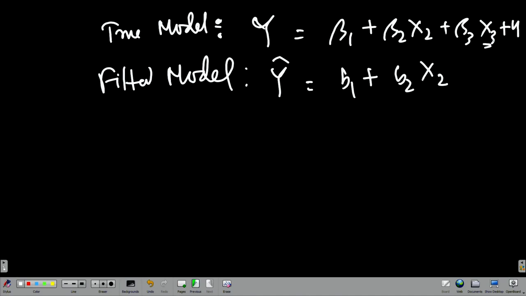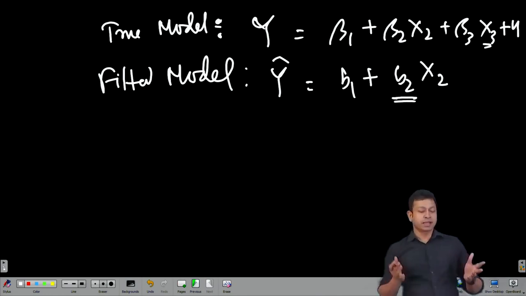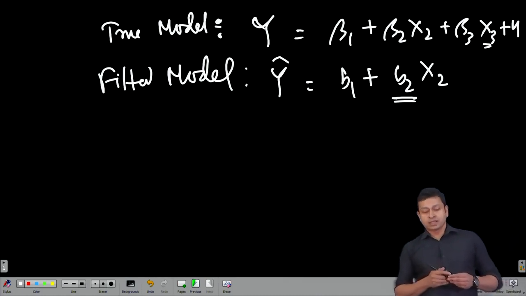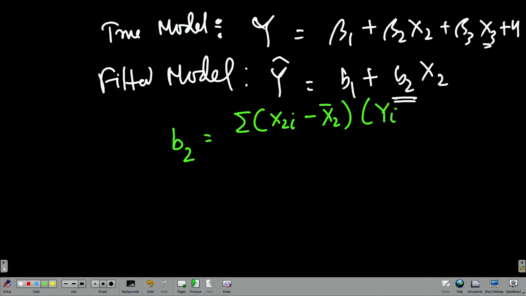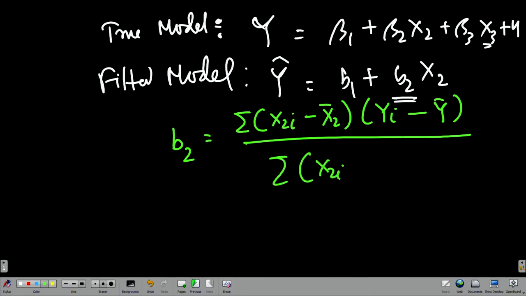Let us now try to understand what is happening to my regression coefficient. What beta 2 is actually representing here, how much it is able to explain and what component. So, by definition, b2 is equal to the summation of x2i minus x2 bar into yi minus y bar, and in the denominator I have the summation of x2i minus x2 bar whole square. That is how we estimate the coefficient in a simple OLS.